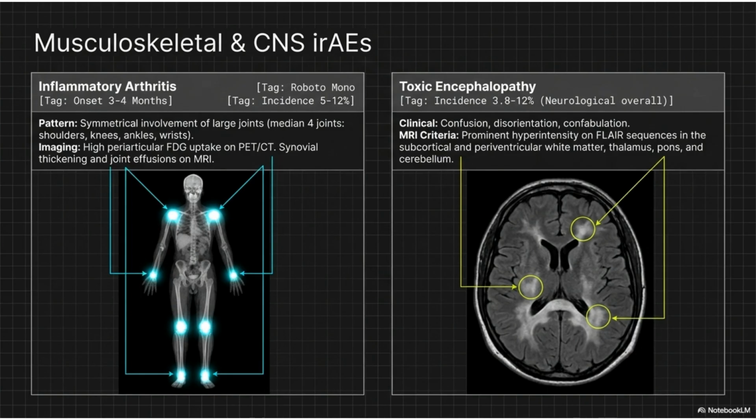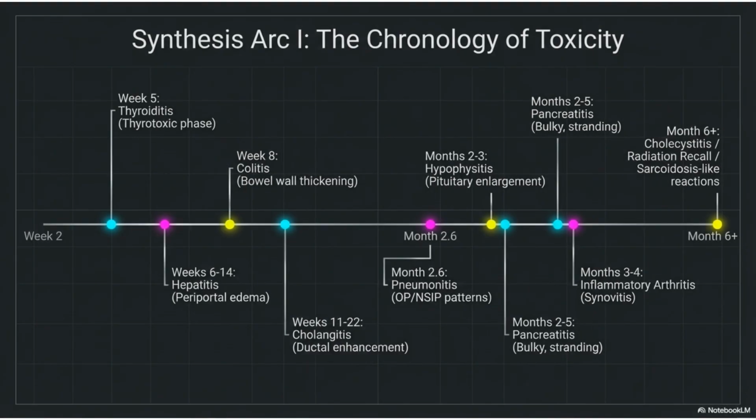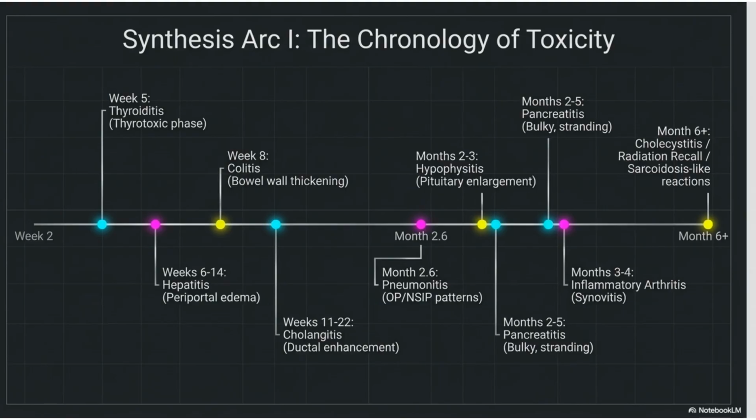Musculoskeletal irAEs often involve inflammatory arthritis with symmetrical joint involvement. CNS irAEs, such as toxic encephalopathy, show prominent hyperintensity on FLAIR sequences in the subcortical and periventricular white matter. Reviewing the chronology of toxicity reveals a varied timeline, with thyroiditis and colitis often appearing early, followed by hypophysitis, pancreatitis, and inflammatory arthritis months later.